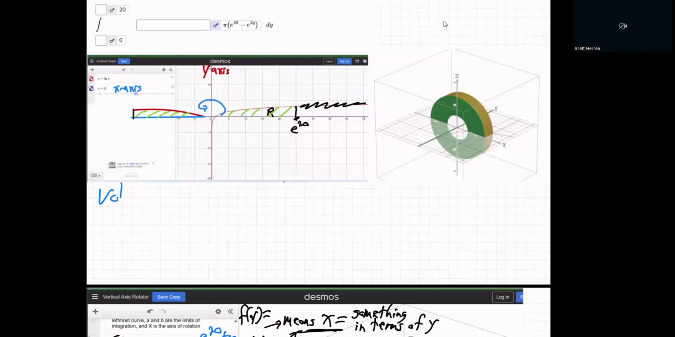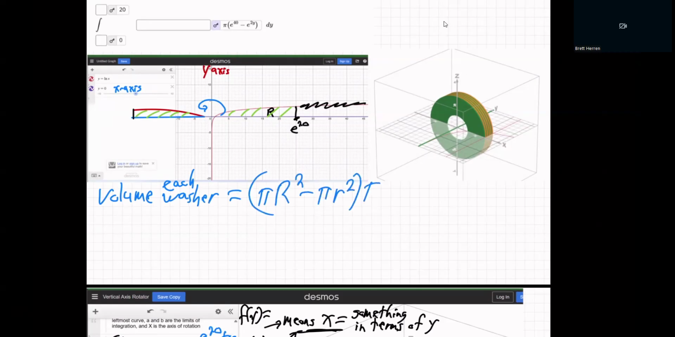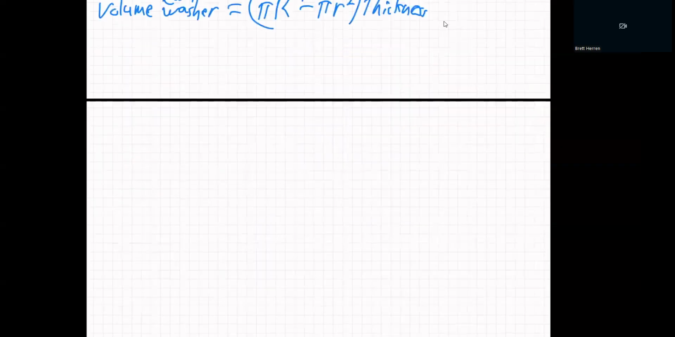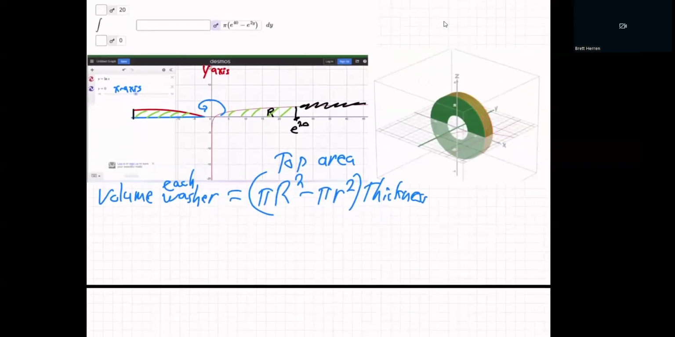So we know the volume of each washer. What's the volume of each washer? Well, it's pi capital R squared minus pi little r squared times the thickness, right? That's how you find the volume of a washer. You've got the top area, then times the thickness, right? You know what I mean? In fact, let me just stick a room in here. There we go. So you know what I'm talking about, right?